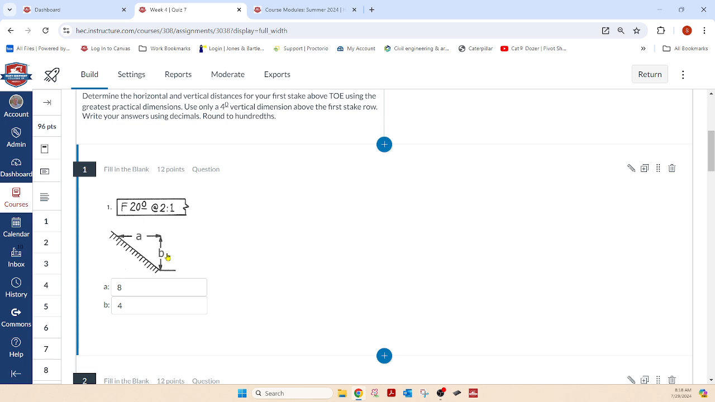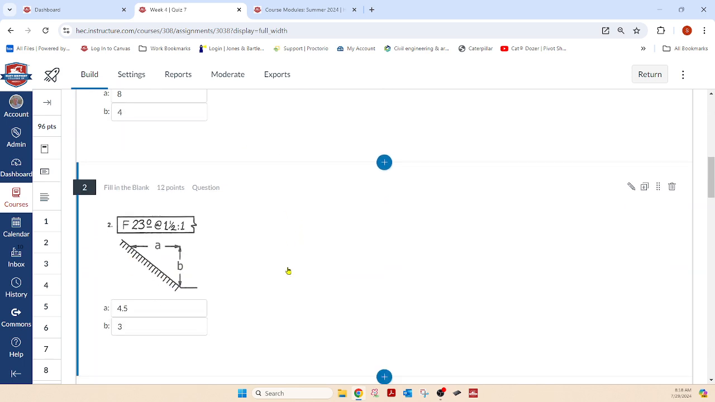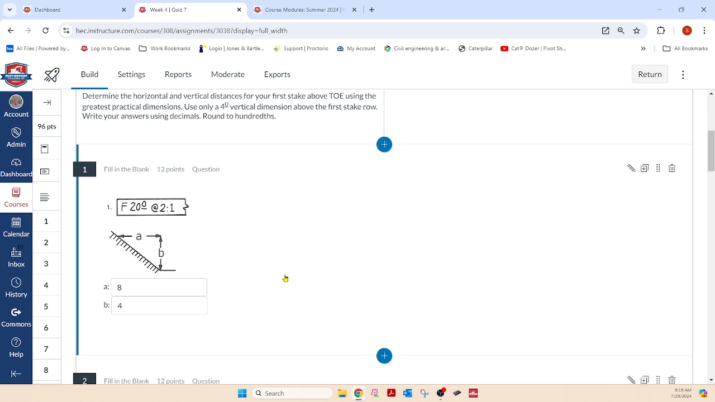This one is a rare bird here. Here's one that's not a rare bird. This is more typical. What are you going to do here? Well, you're going to take the highest multiple of 4 right here, which is 20, and that's going to leave 3 for your vertical, and 3 times 1.5 is 4.5. So there you go.